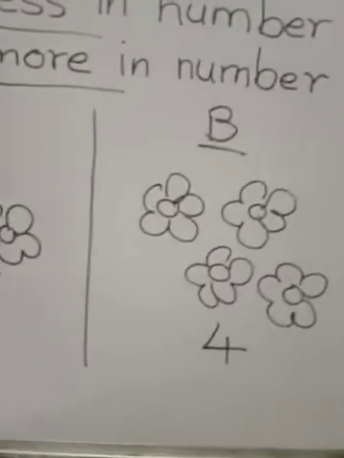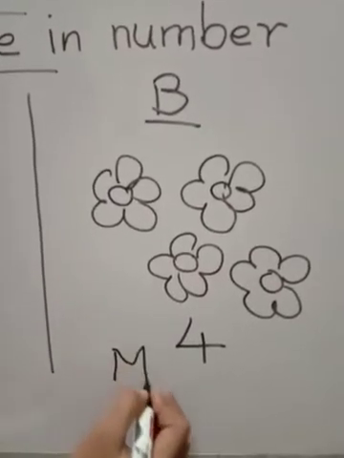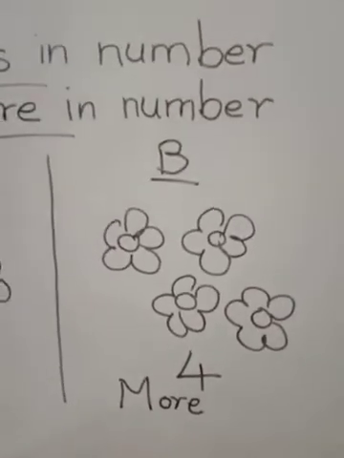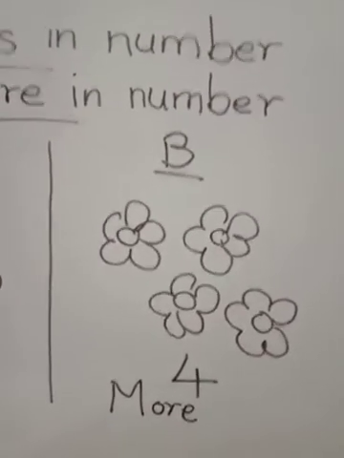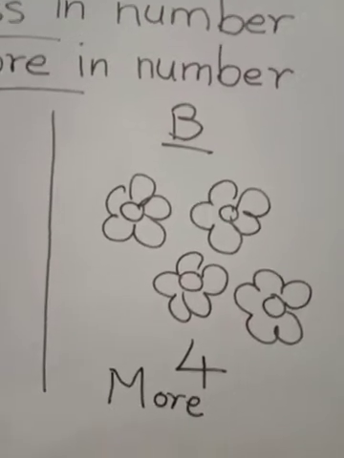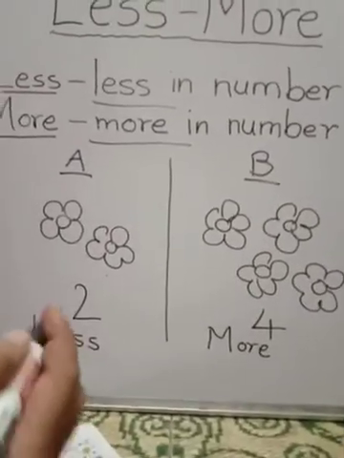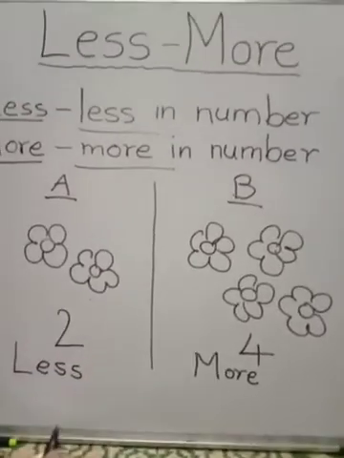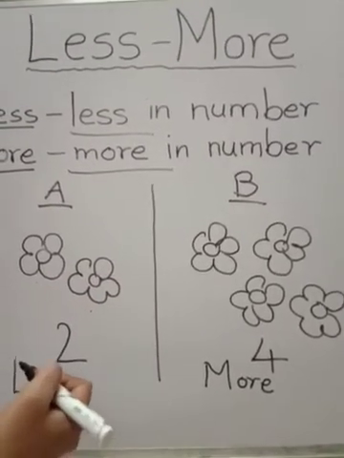Okay. And group B flowers are more. Group B flowers are more. Okay. Now children, this will be better understood when we are pairing them. Pairing means we are joining one of them. Okay. Let's see. Now this I showed you by counting the objects. Now we will pair the flowers.